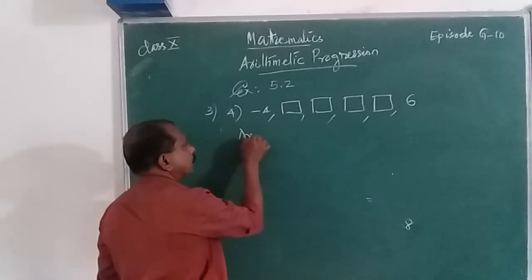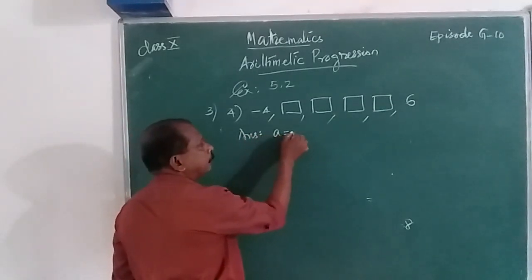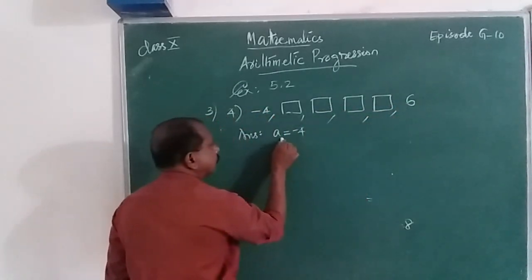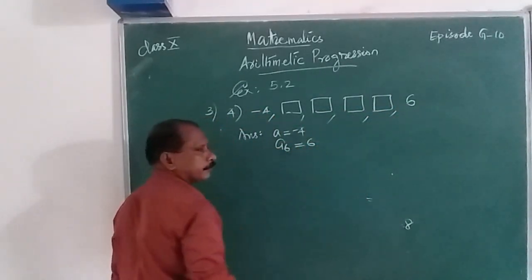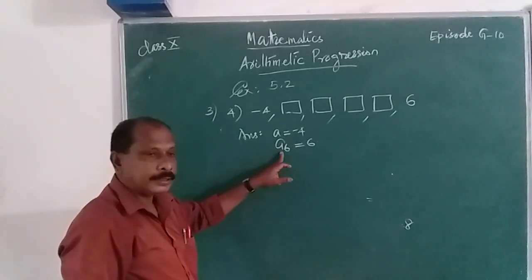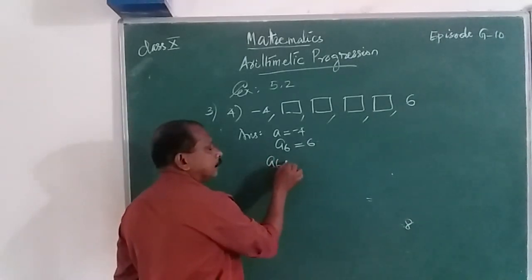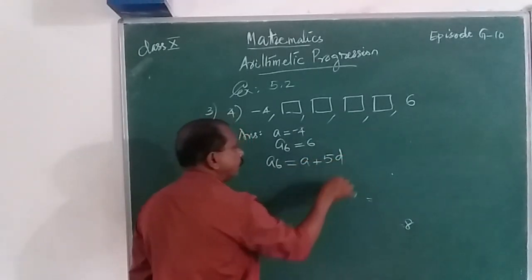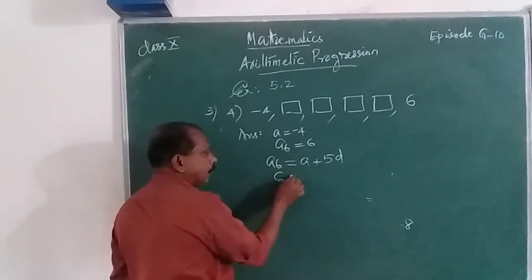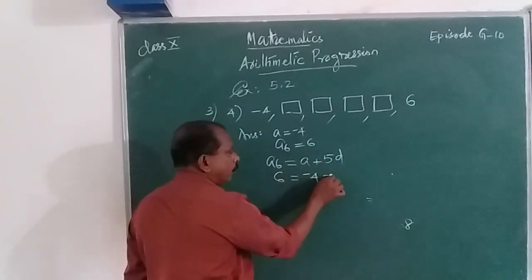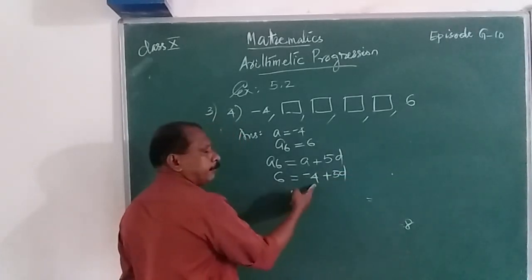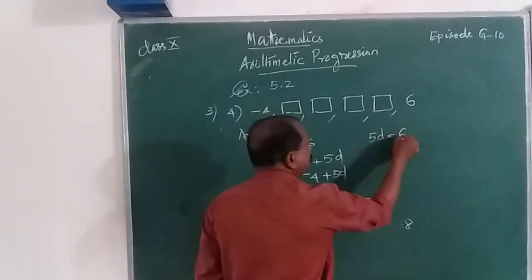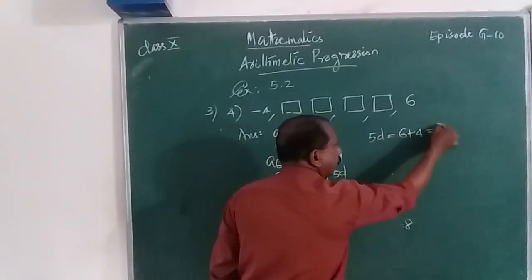Then the answer is what? First term is minus 4. 1, 2, 3, 4, 5, 6. Sixth term, that is A6 is equal to 6. Then using this, what is A6? A6 is equal to A plus 6 minus 1, that is 5D. A6 is replaced by 6. A is replaced by minus 4 plus 5D. Then shifting minus 4 to the left, we get plus 4. Therefore, 5D is equal to 6 plus 4 is equal to 10.